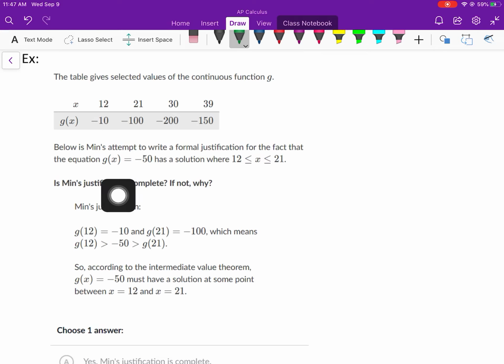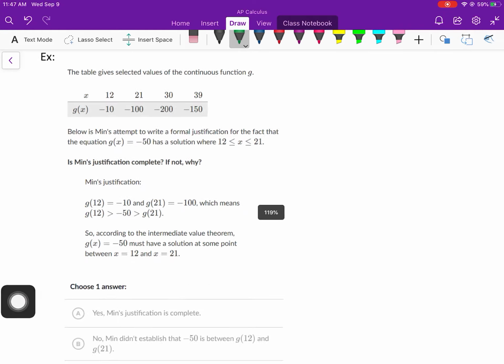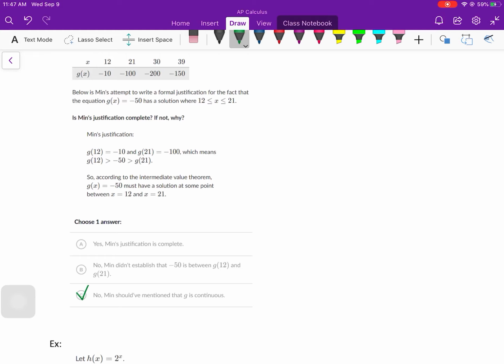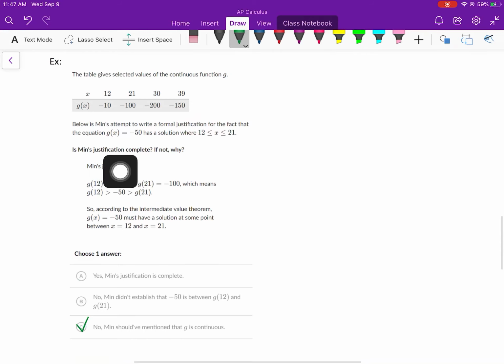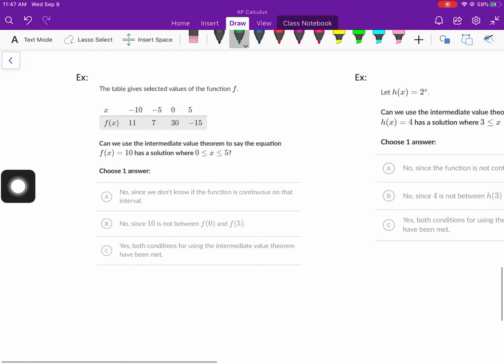So here's the justification. We want to know, does the function equal negative 50? So yeah, g of 12 is negative 10. g of 21 is negative 100. So negative 50 exists between those two numbers. That's good. And also establish here that it's between. That's good. So according to the intermediate value theorem, g of x equals negative 50 has a solution at some point. Now we know it's continuous, but did he say it's continuous? No. In his justification, he needs to specify that it is continuous. So we're actually going to say once again, Min should have mentioned that g is continuous. Even though it says it in the beginning of the problem, it wasn't put in the justification.